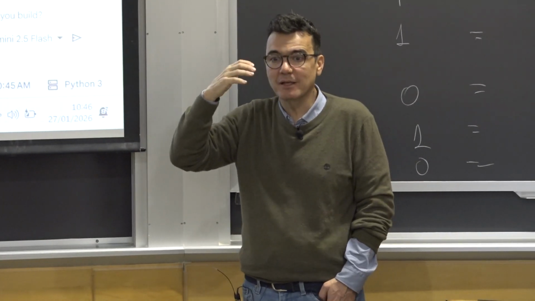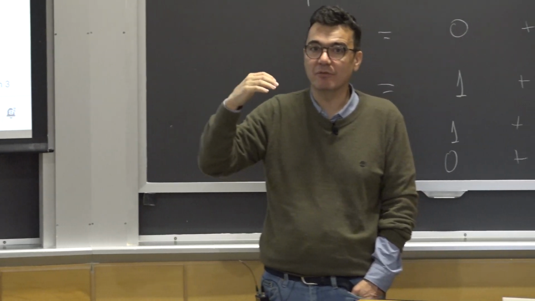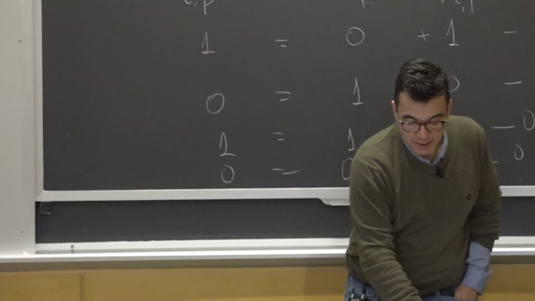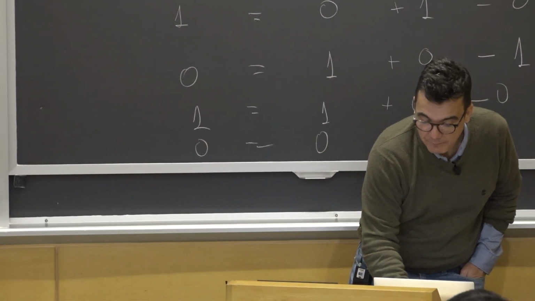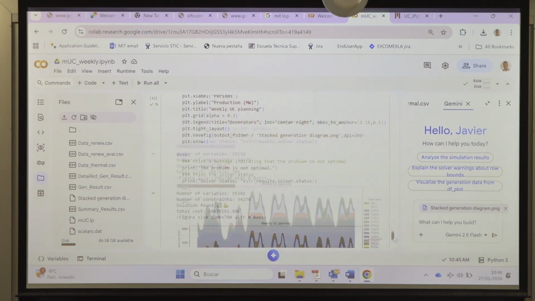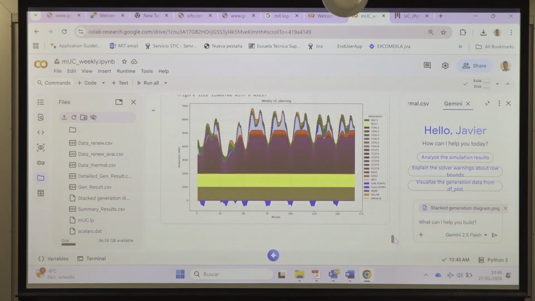Okay, this is one of the policies that you can have: create a carbon market. Another possibility would be to set a limit to the total. Okay, what do you see here? This is my last message.